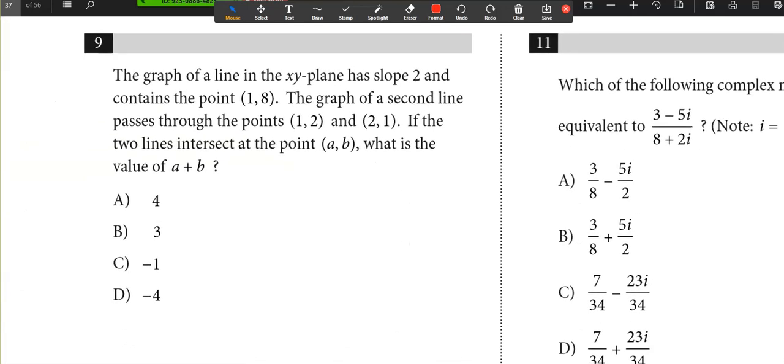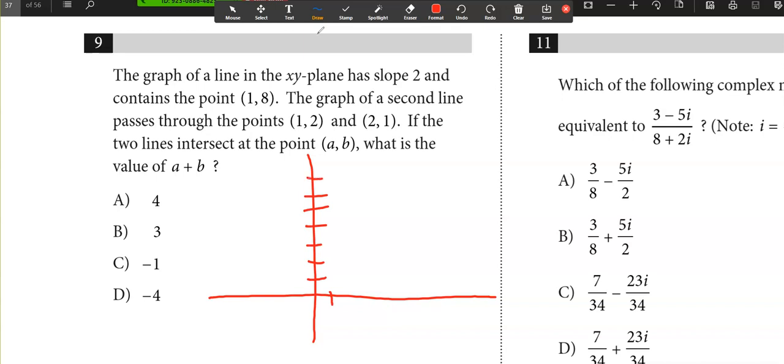Okay, question 9. The graph of a line in the xy plane has a slope of 2 and contains the point 1, 8. The graph of a second line passes through. Okay, I better start drawing here. Slope of 2 contains the point 1, 8. 1, 2, 3, 4, 5, 6, 7, 8. 1, 8 has a slope of 2. So if it has a slope of 2, that point's on the graph at 0, 6, and negative 1, 4, and negative 2, 2. So those points are all on the line.